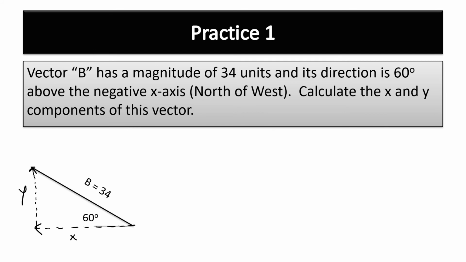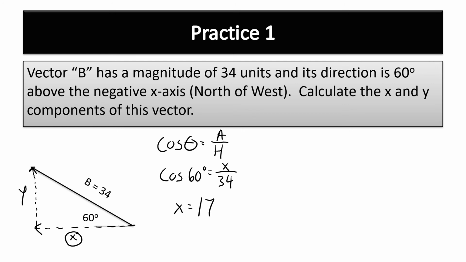Let's find the x component first. Okay, so this is adjacent, and they tell you the hypotenuse. Adjacent and hypotenuse, we're going to use cosine. We'll plug in our numbers, and when you cross multiply, you get x is equal to 17 units.